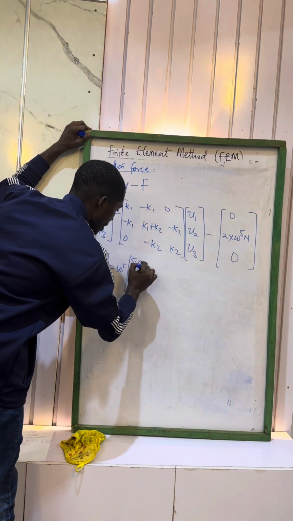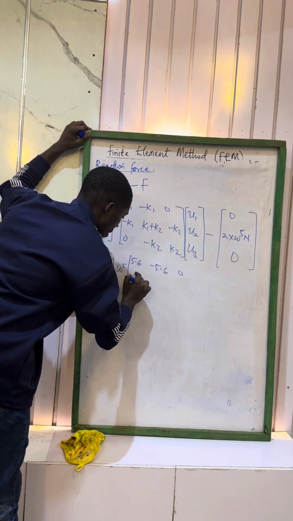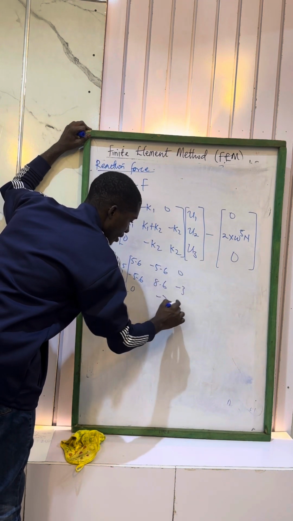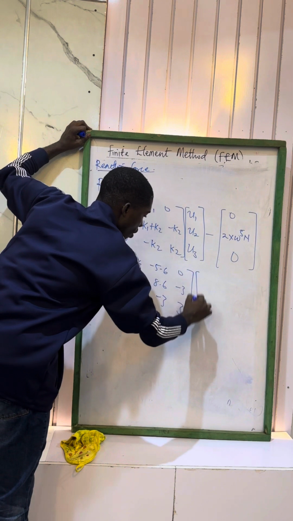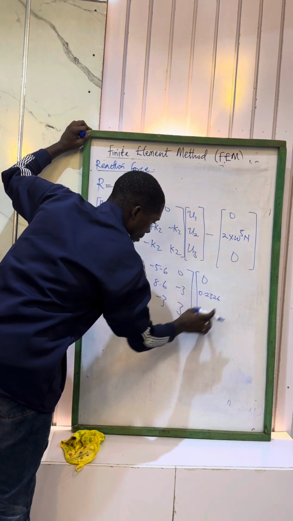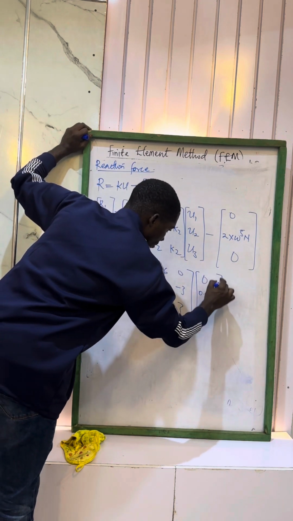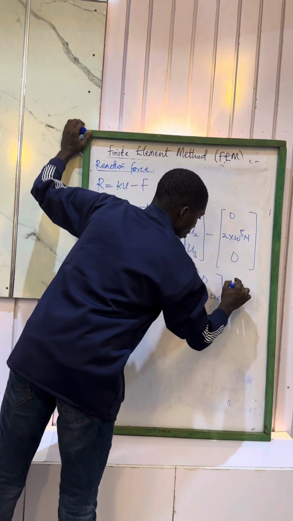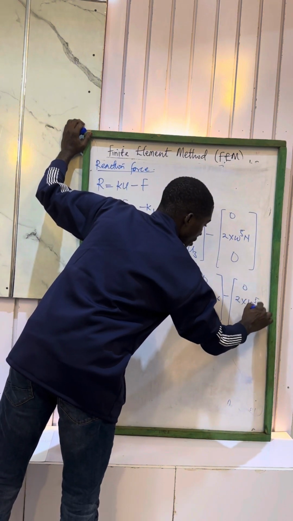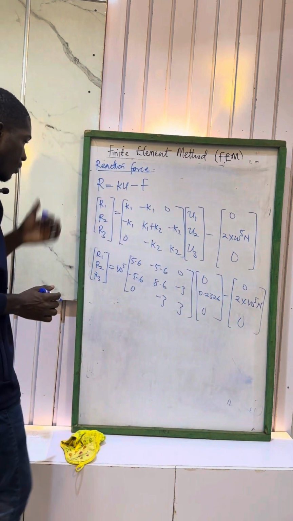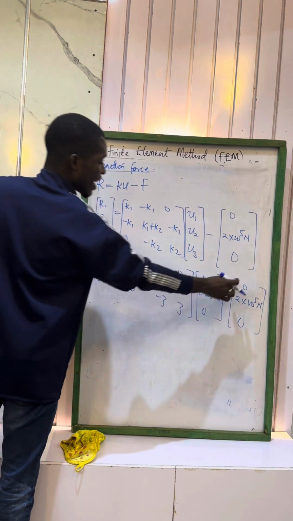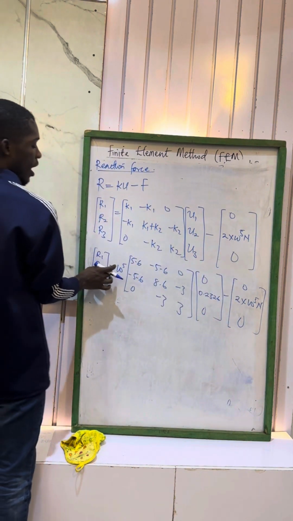Then 5.6, minus 5.6, 0; minus 5.6, 8.6, minus 3; 0, minus 3, 3. This will give us 0.2326. Take note that I'm using the 4 decimal place, not the approximate answer. Minus 0, then 2 times 10 to the power 5 Newton, then 0. So how do we go about this? You're going to multiply this with this, then subtract this from it, you get your R1. For R2, that's how we go about it.